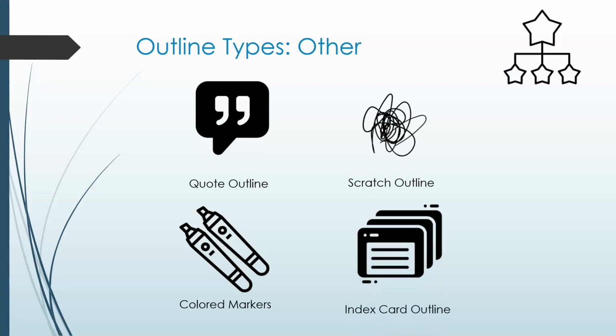Index card outlines can be particularly handy because when you write your topics or topic sentences on index cards, you can then physically shuffle them around in front of you until you find the order that you think makes the most sense. Hopefully, this has given you a better idea about the varied options and useful benefits of using an outline.